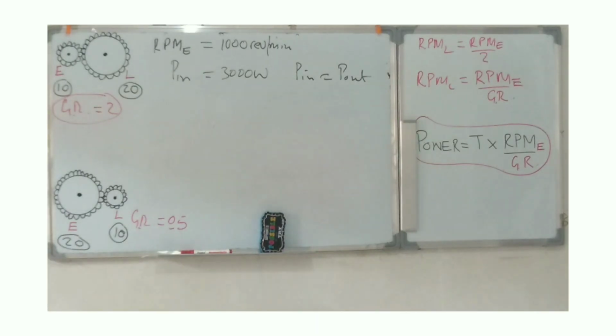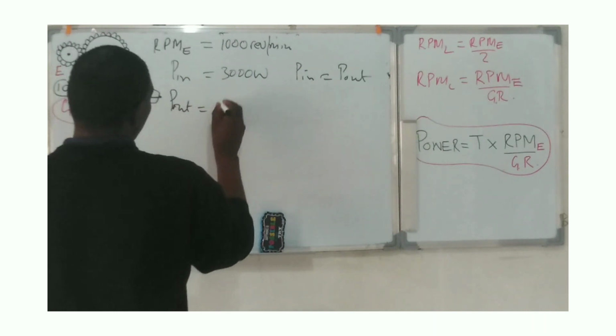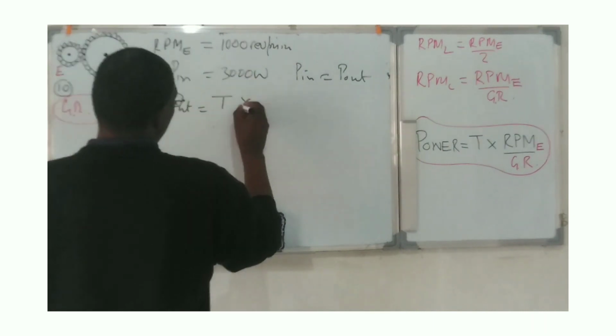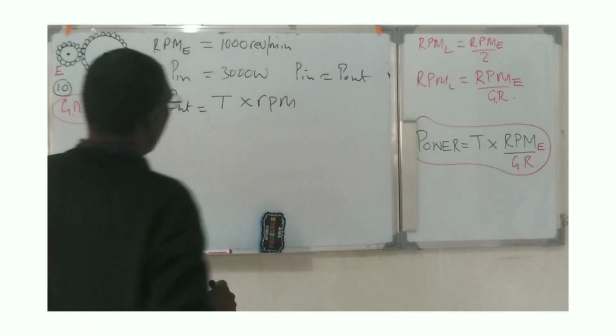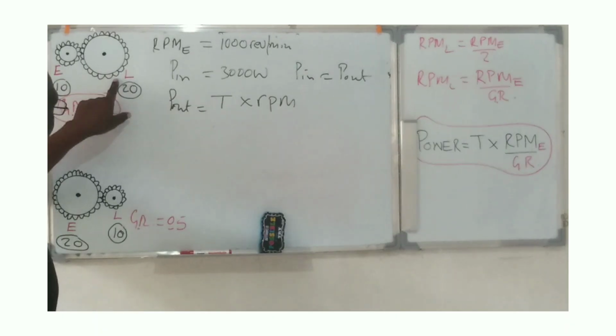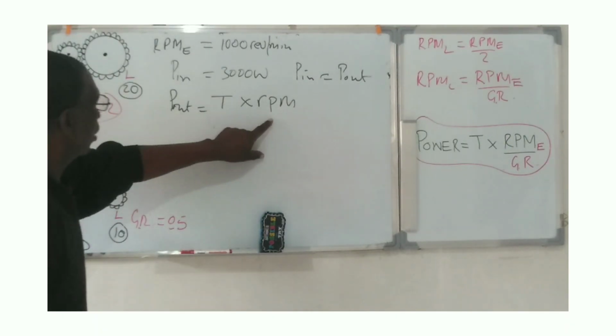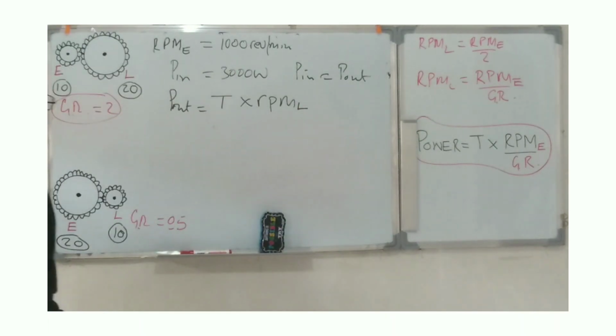Right, but what is power out? Remember we said power, which is power out in this case, is equal to torque multiplied by RPM. But what is this RPM? Is this the RPM of this or that? No, this is on the output side. So this RPM is the RPM of the load gear.